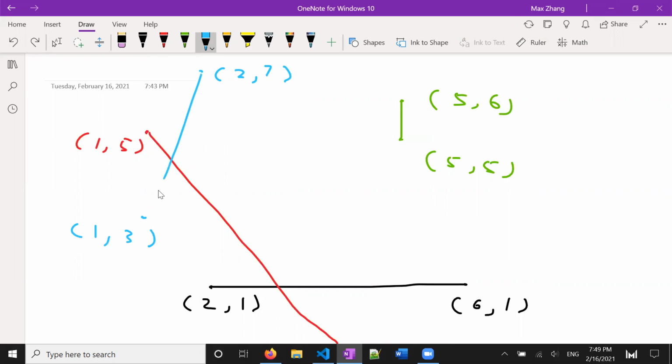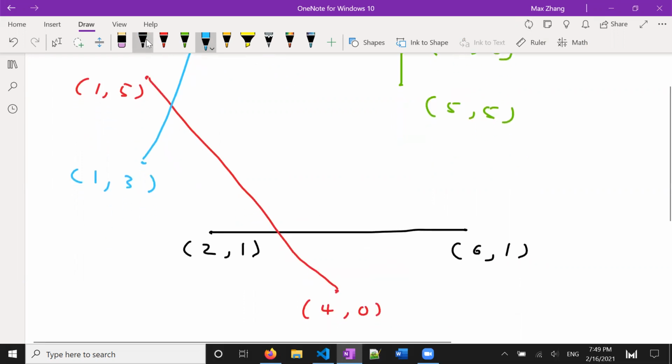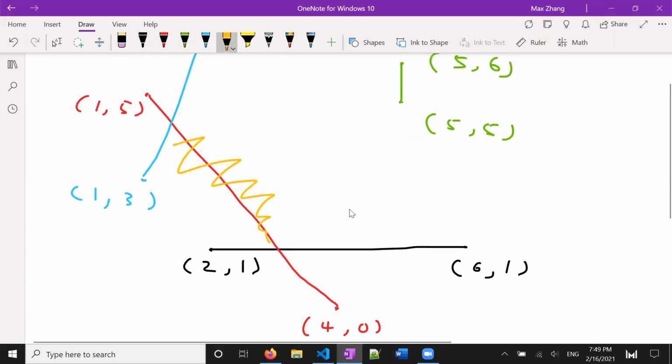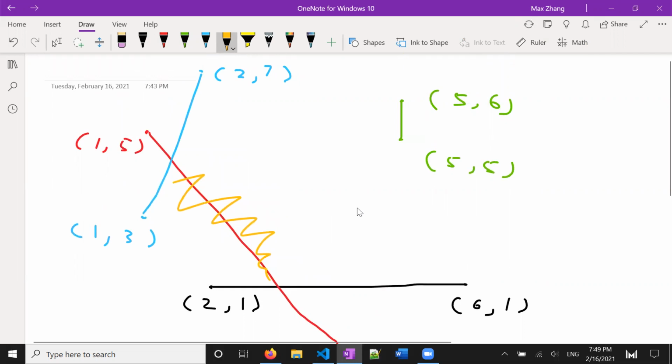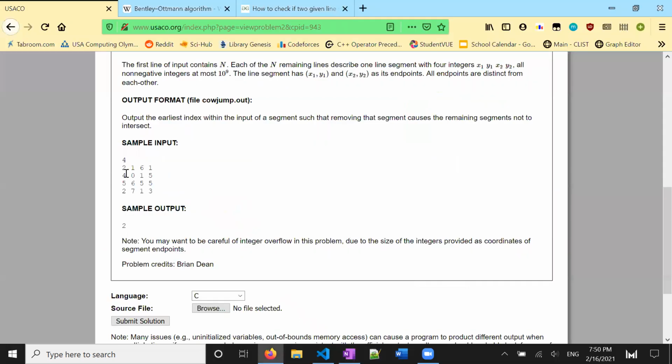Okay. And so in this example, if we delete this red segment right here, if we just delete this segment, I'll use a different color. If we delete this segment, then you will see that there are no intersections among the black, blue, or green segments. And so deleting the red segment works. And indeed, deleting no other segments would get rid of all intersections. If we delete the blue segment, there would still be an intersection between red and black. So in this case, the red segment was the second segment, so the answer is 2.